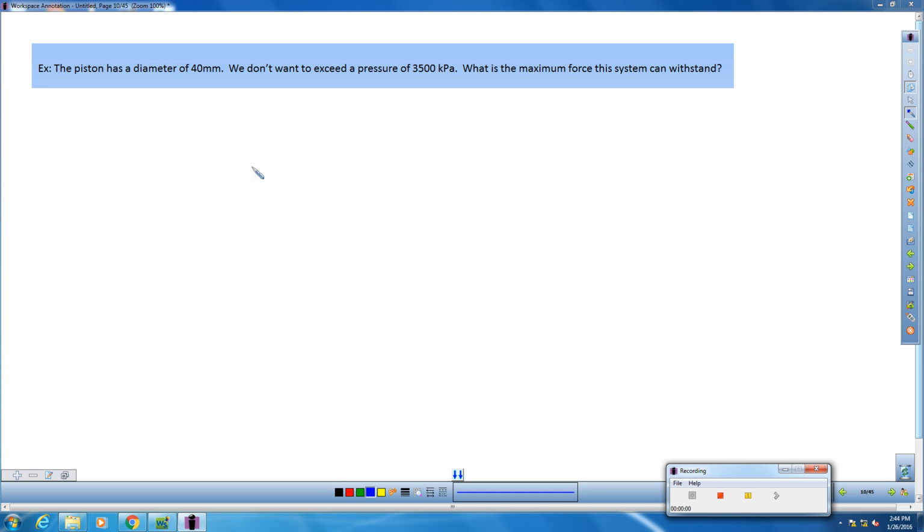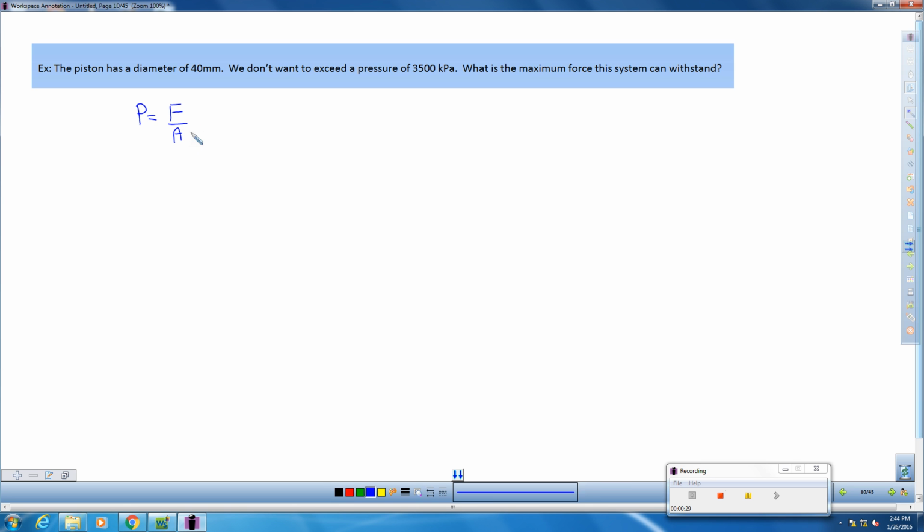Let's go ahead and do an example of calculating pressure or force or area using metric. As we look through this, it says the piston has a diameter of 40 millimeters and we don't want to exceed a pressure of 3,500 kPa. What's the maximum force that this system can withstand? Remember that pressure equals force over area.